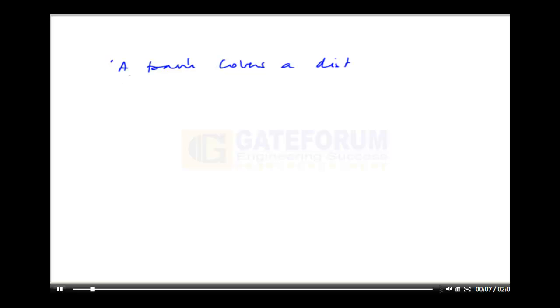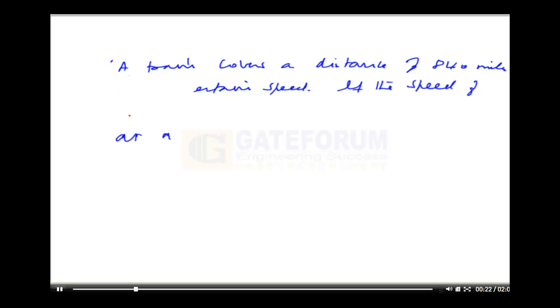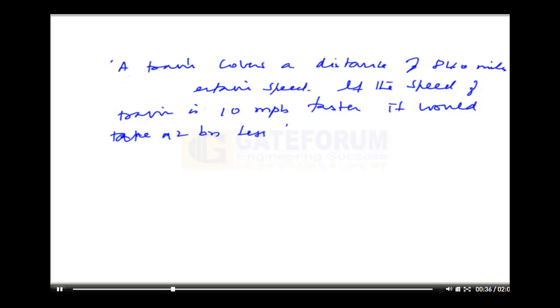A train covers a distance of 840 miles at a certain speed. If the speed of the train is 10 miles per hour faster, it will take 2 hours less to reach. Find the original speed of the train.